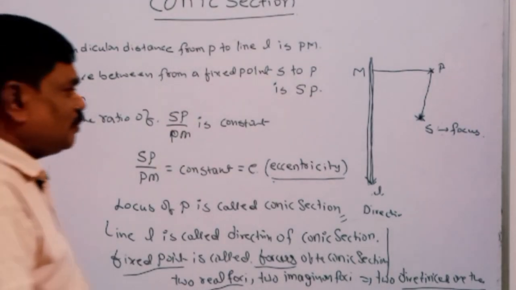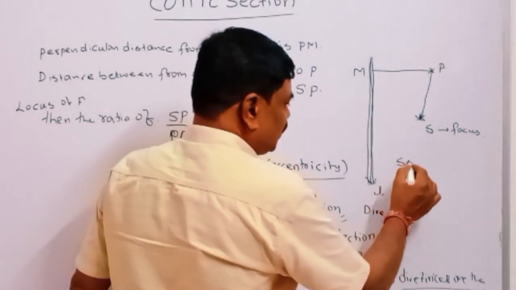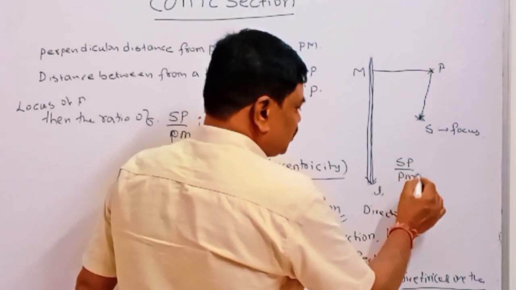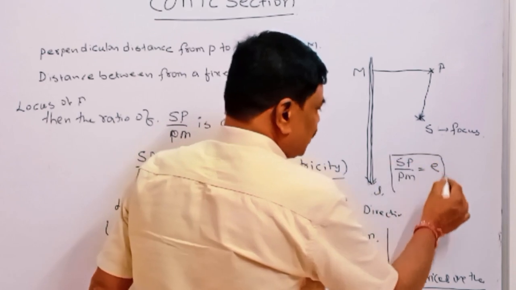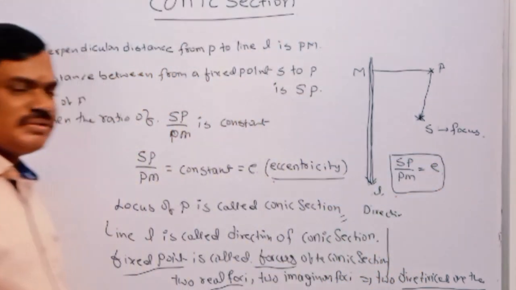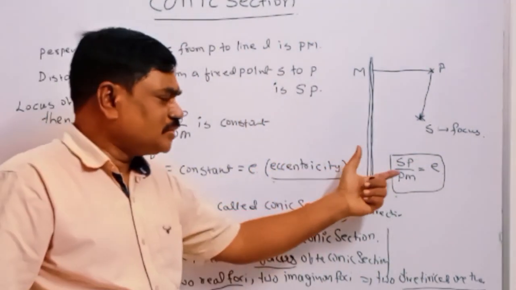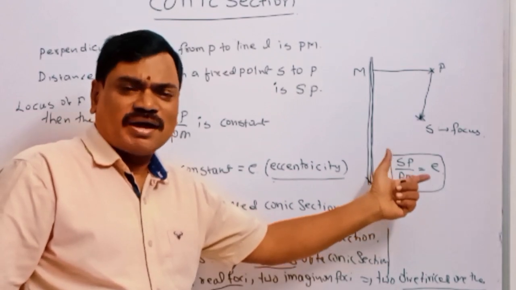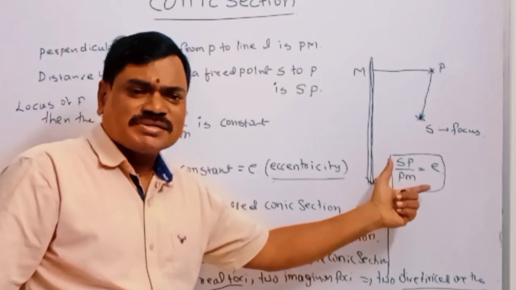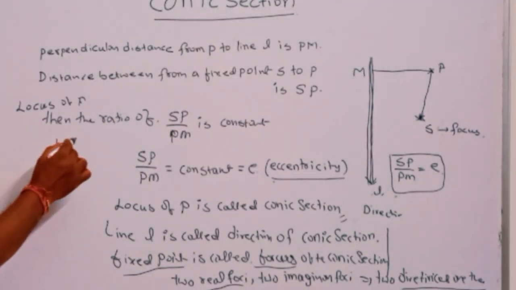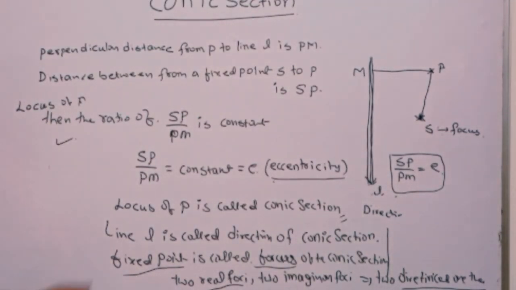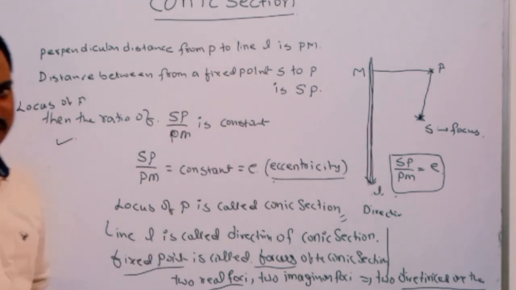Here, SP by PM is equal to a constant, that is E. E is known as eccentricity. This ratio is equal to a constant. The constant is the eccentricity of the conic section. Okay, all of you. This is the conic section, understanding of the conic section.